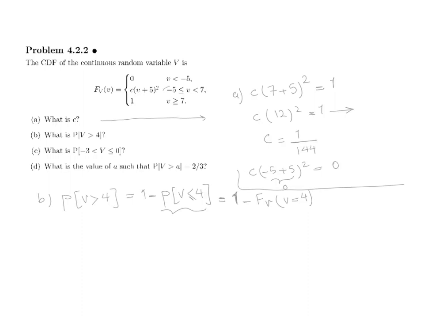V equal 4 is in this interval, so we just need to put the value of 4 instead of V. So it's equal to 1 minus 1 over 144 times 4 plus 5 power 2, that is 1 minus 4 plus 5 is 9, power 2 is 81. So this is equal to 63 over 144.